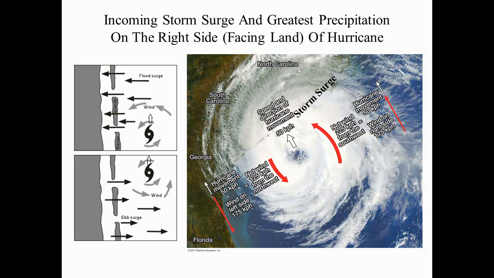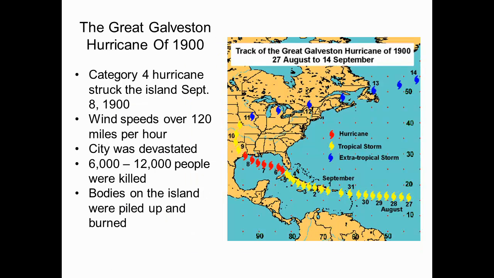On the other side of the hurricane, notice, however, that the winds are blowing seaward, and this creates an ebb surge. So if you're going to get caught in a hurricane, it's better to be caught on the ebb side rather than on the storm surge side.